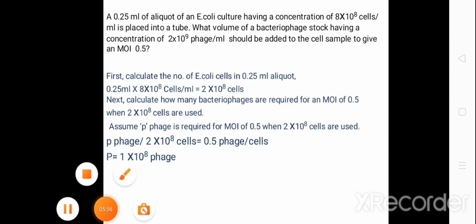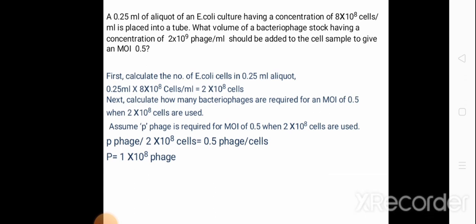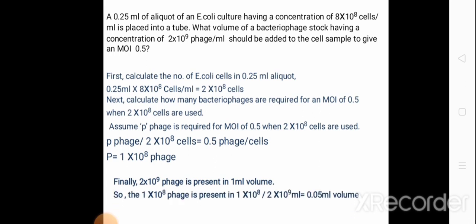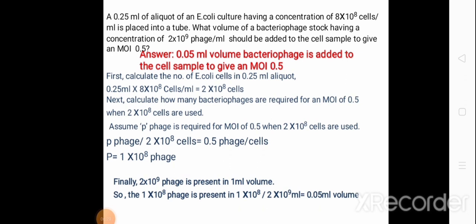Next, it is mentioned that the concentration of phage is 2 into 10 to the power 9 phage per ml. So 2 into 10 to the power 9 phage is present in 1 ml volume. Then 1 into 10 to the power 8 phage is present in 0.05 ml volume. So what volume of bacteriophage? The volume will be 0.05 ml. So the answer is that 0.05 ml volume of bacteriophage is added to the sample to give an MOI of 0.5.